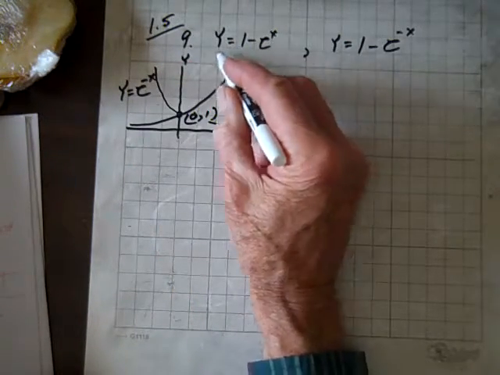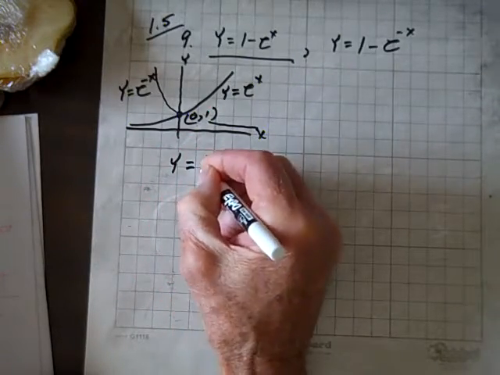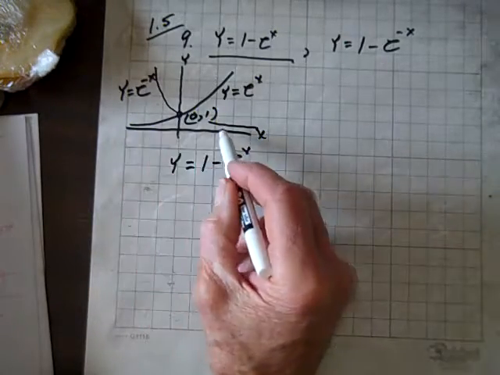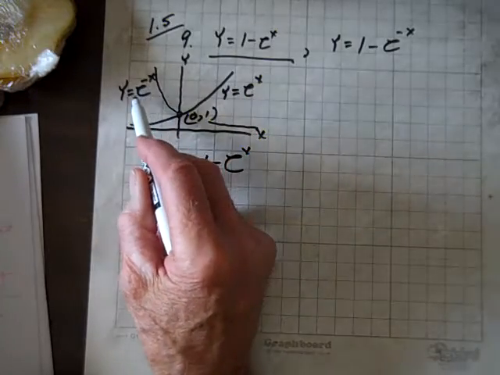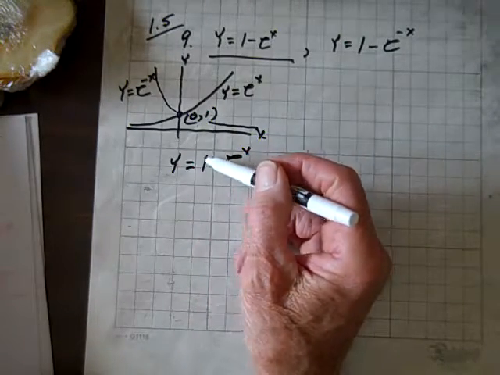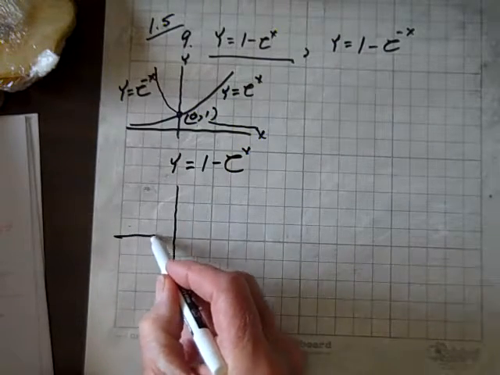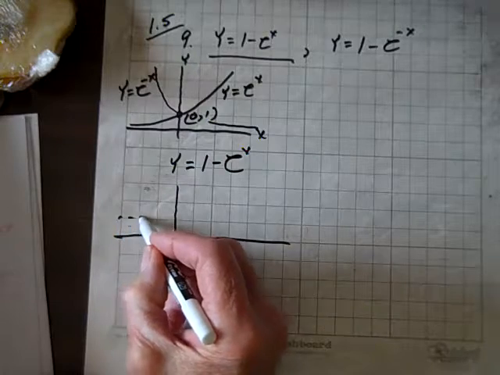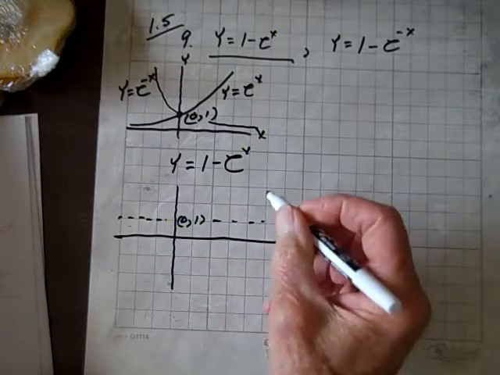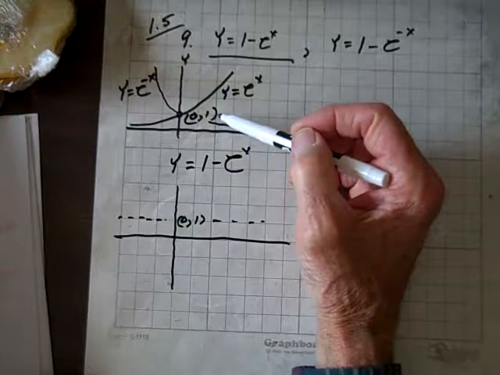Now, let's deal with this one right here. So y equals 1 minus e to the x. Well, notice our horizontal asymptote for y equals e to the x, or y equals e to the negative x, is 0. This is going to raise that horizontal asymptote up 1 unit. And so here's our horizontal asymptote now at 1, going through (0, 1). And otherwise, it's just this graph flipped over that horizontal asymptote.